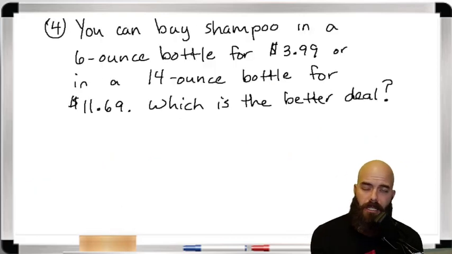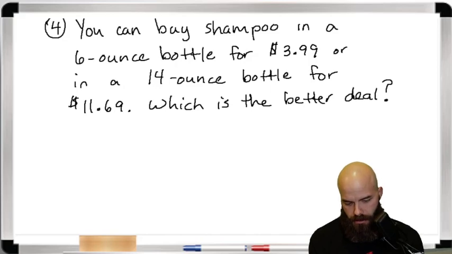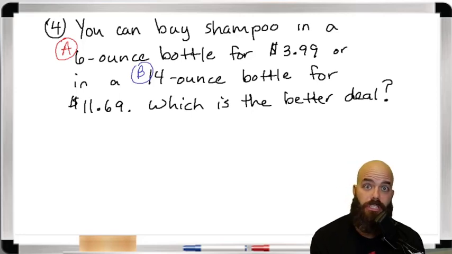So this problem kind of talks about comparing unit price. Here's the situation. You can buy shampoo in a 6-ounce bottle for $3.99 or in a 14-ounce bottle for $11.69. So which is the better buy? So let's call this option A, and we'll call this option B. Okay, so what we want to do is find out how much each ounce is. So what is the price per ounce?